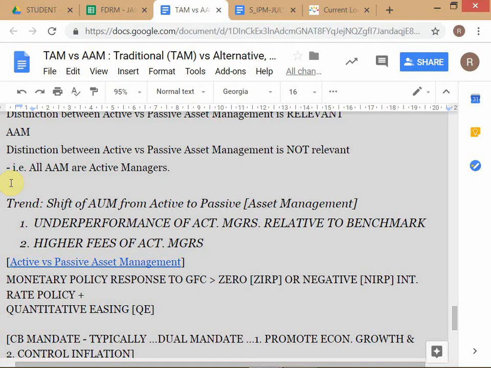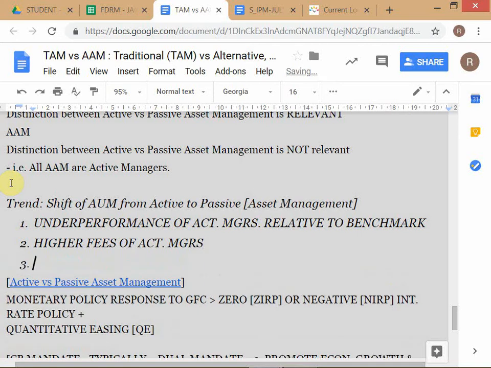So higher fees of active managers, underperformance of active managers relative to benchmark, and of course, relatively higher fees, okay. So obviously the lower fees of passive managers, I'm not going to mention as a separate point because it's related to this point, which is active managers have higher fees and they're underperforming relative to the benchmark. And passive management basically involves investing in a benchmark, okay.